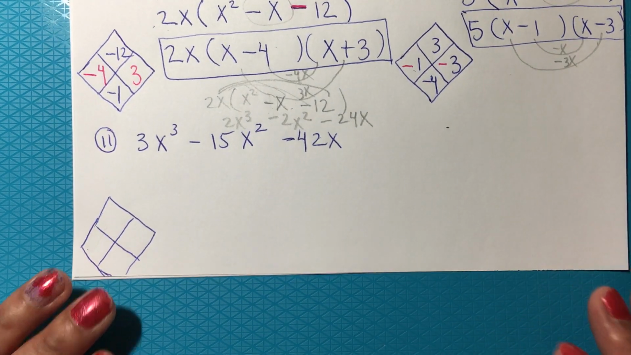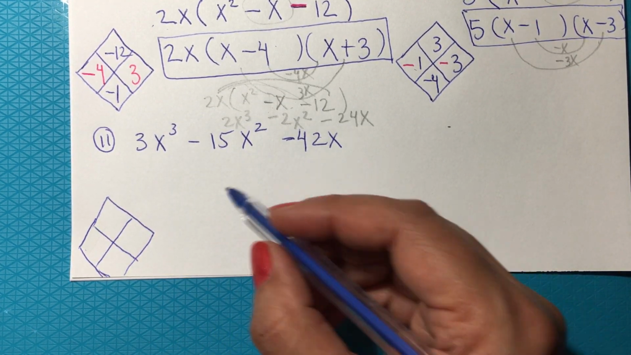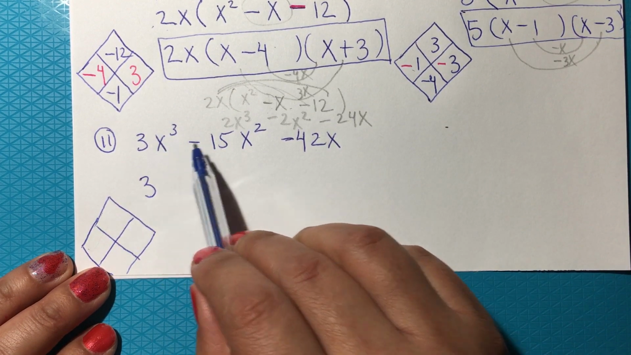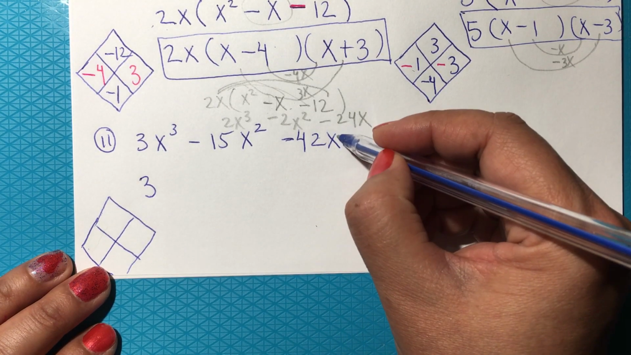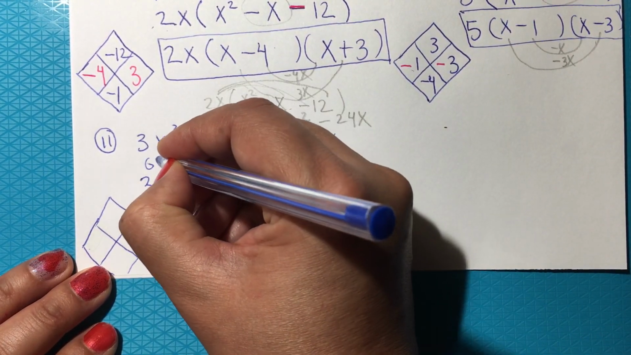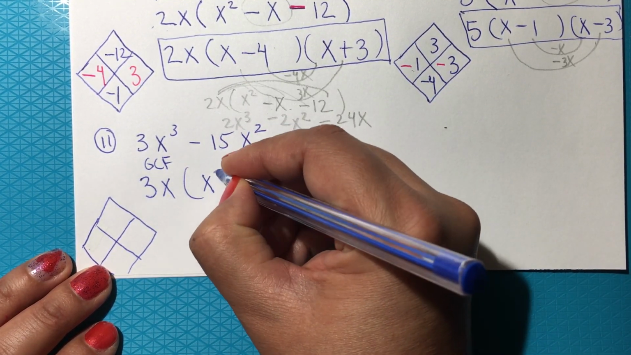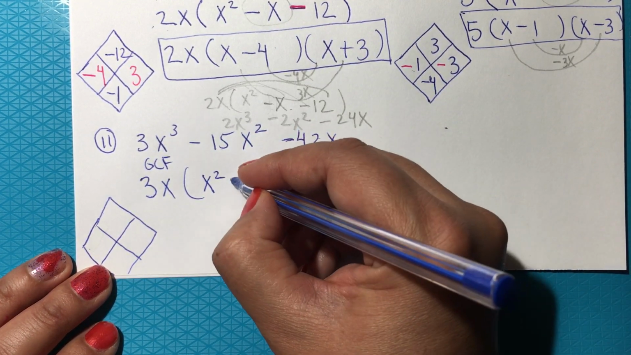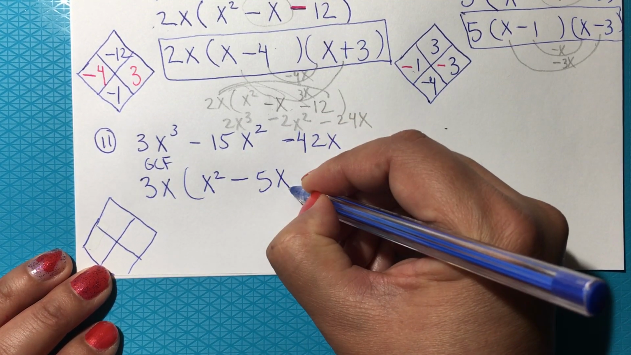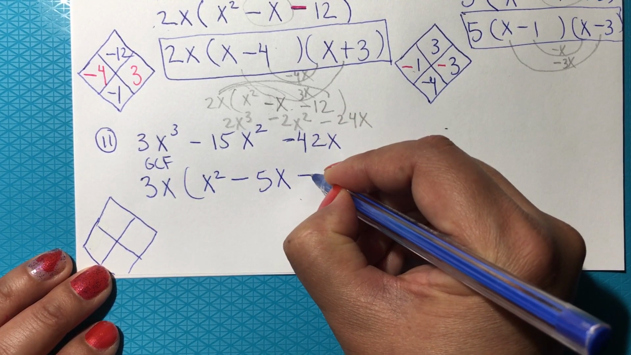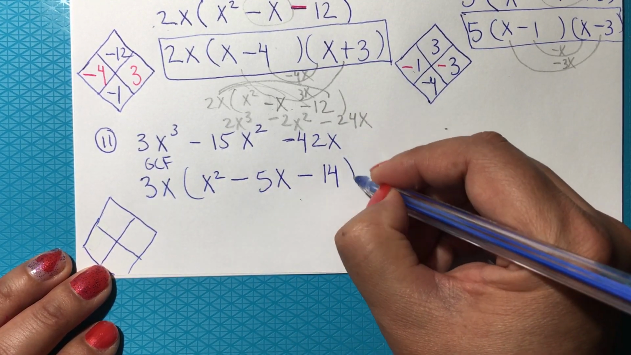Okay, for the last one, the greatest common factor for the numbers, or coefficients, will be 3. For the variable, we have it on all of them, so we get the one with the smallest exponent for the GCF. And we start dividing. 3x cubed divided by 3x is x squared. Negative divided by positive is negative, and 15 divided by 3 is 5. X squared divided by x is x. Negative divided by positive is negative. 42 divided by 3 is 14. And x divided by x is 1, but we don't write it.